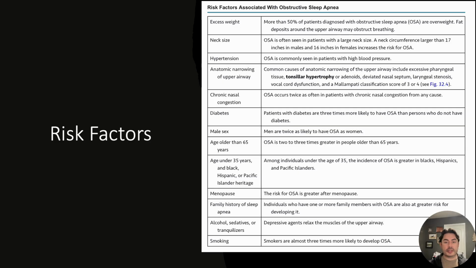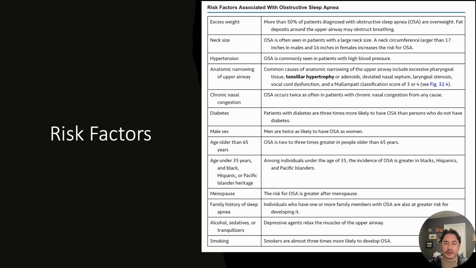And when we look at the risk factors for obstructive sleep apnea, we've got excessive weight. More than 50% of our patients who are diagnosed with OSA are overweight. So those fat deposits sit around the upper airway and they press on that upper airway, causing that obstruction.